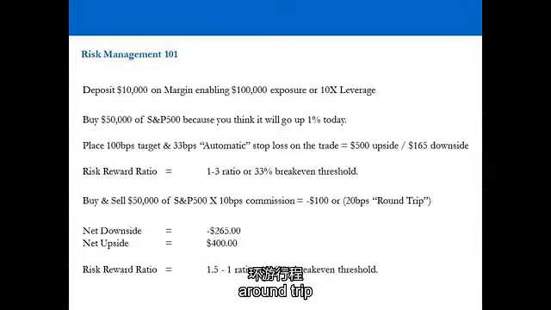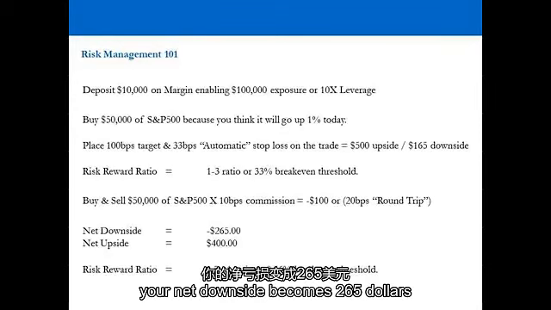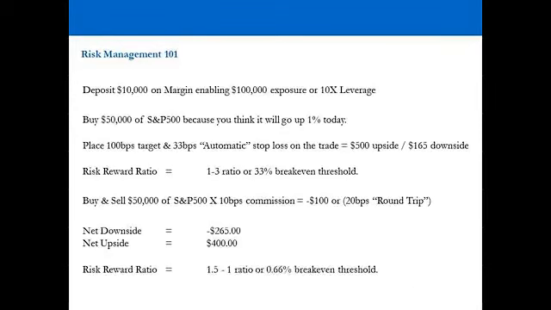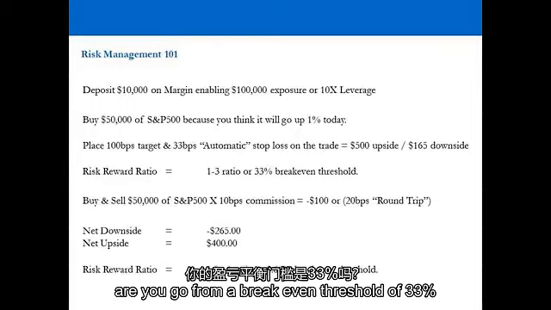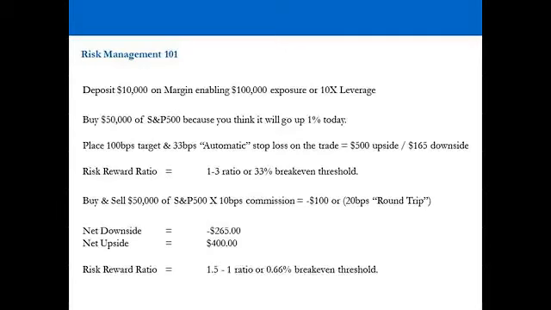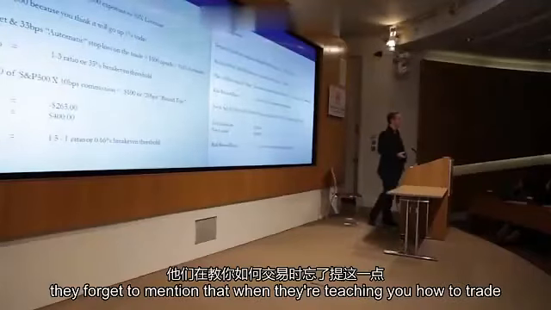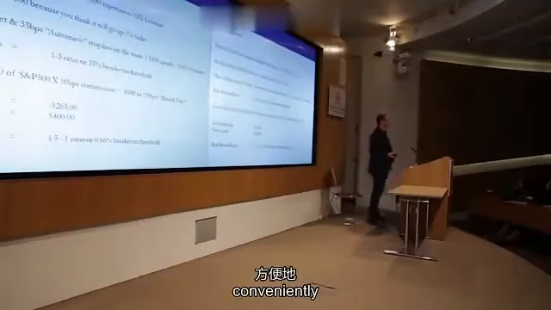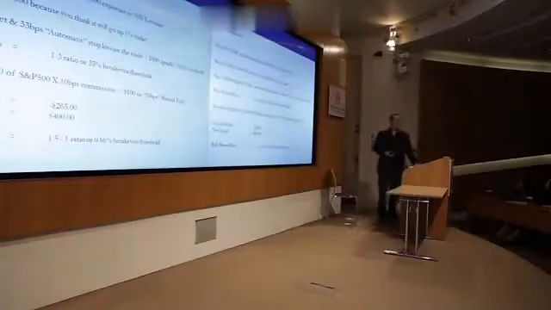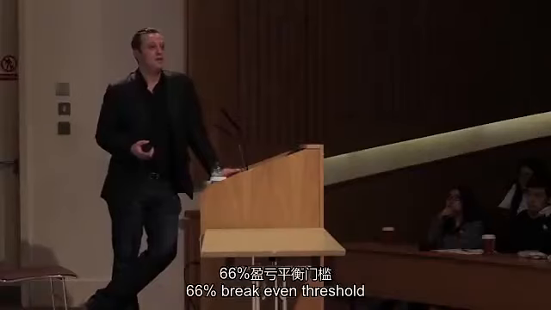As soon as you do a round trip on the fees, your net downside becomes $265, and your upside becomes $400. And you go from a break-even threshold of 33% immediately to 66%. They forget to mention that when they're teaching you how to trade, conveniently. 66% break-even threshold. Is that possible?